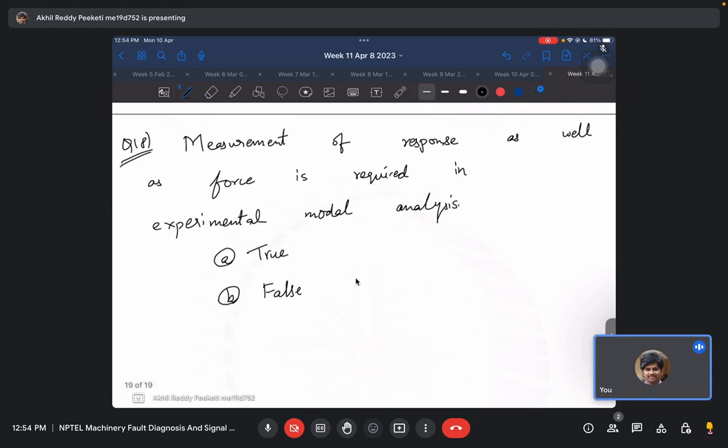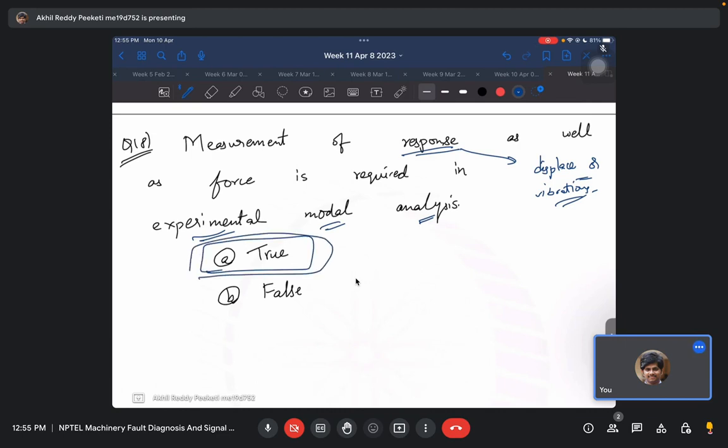Measurement of response as well as force is required in experimental modal analysis. True or false? So response is usually measured in terms of displacements or vibrations, and the force. So in actual experimental modal analysis, you actually measure both. So the answer is true.